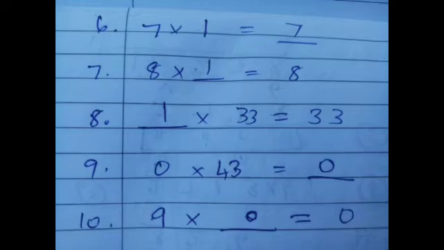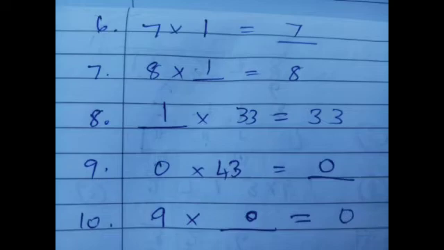5 into 100. See children, we have 2 zeros in that 100. So write 2 zeros in the answer. Only you have to multiply the numbers. 5 into 1 is 5. So 5 into 100 is 500.